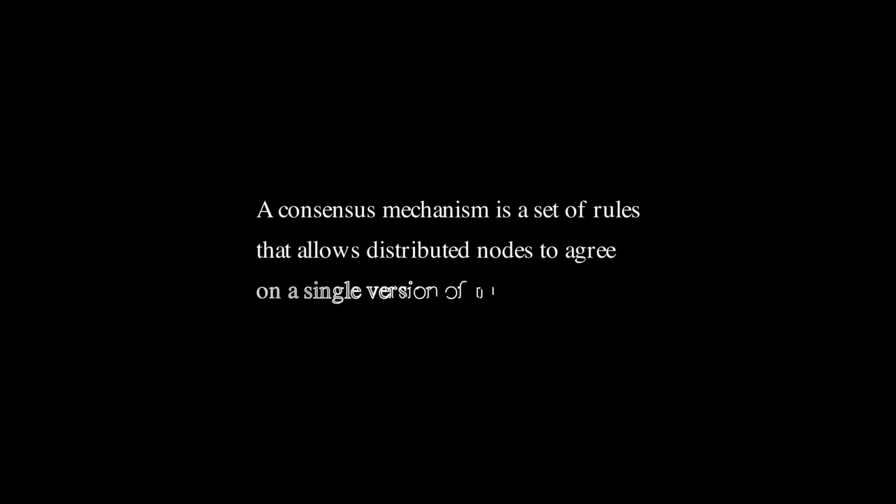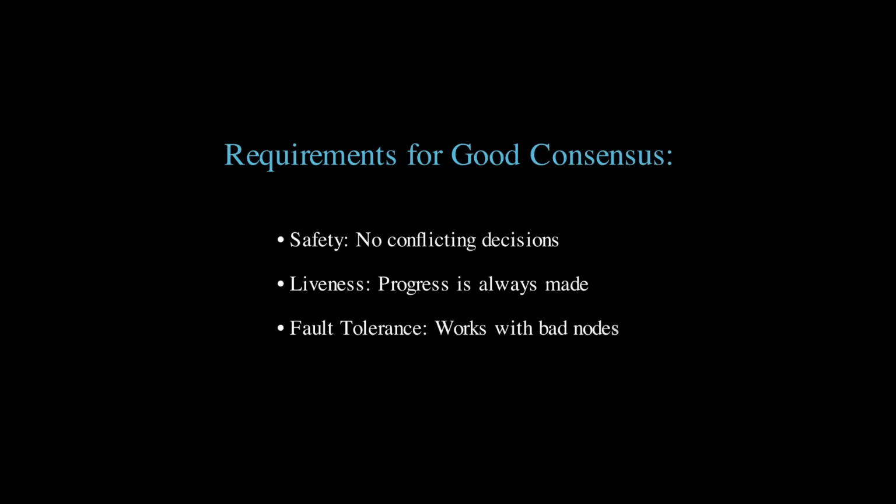Enter consensus mechanisms. These are basically sophisticated rule books that tell distributed networks exactly how to make decisions together. A consensus mechanism is a set of rules that allows distributed nodes to agree on a single version of truth. Think of it as a constitutional framework for a digital democracy. But here's the thing, any good consensus mechanism needs to satisfy three critical properties, and getting all three right is incredibly difficult. First, safety. No conflicting decisions.